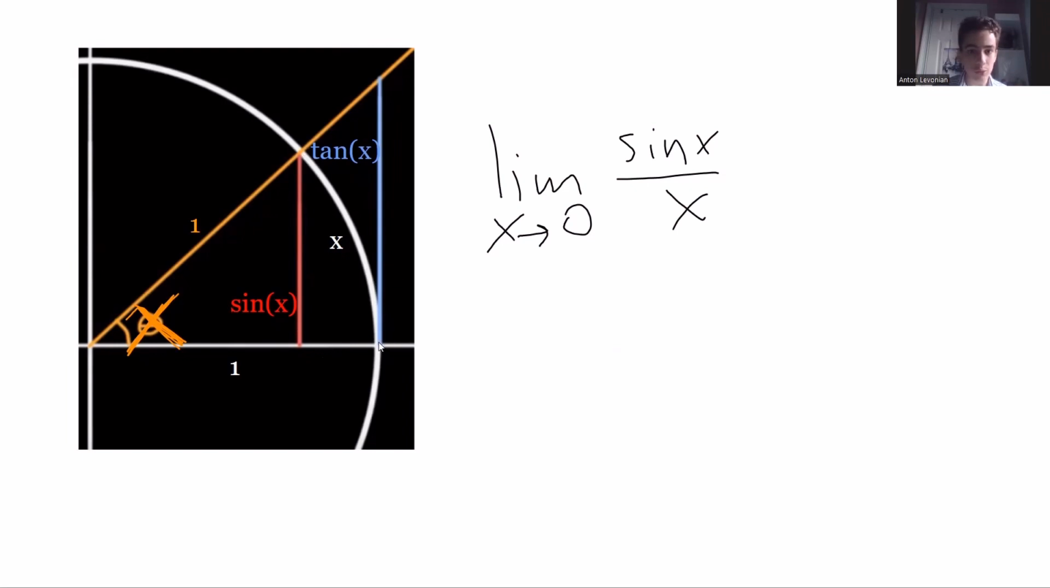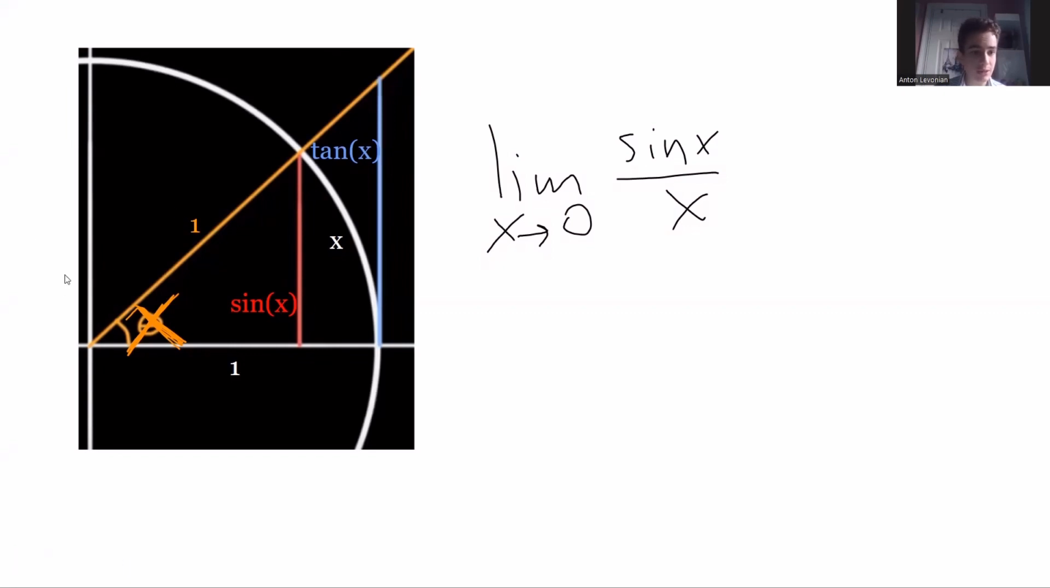Okay, so I assume that's a yes. This white arc right here is x, right? This is just the angle measured. So this white arc right here is x. And notice that x will always be greater than sine of x, right? This is longer than sine of x for x's that are pretty close to 0. Again, we want x close to 0.